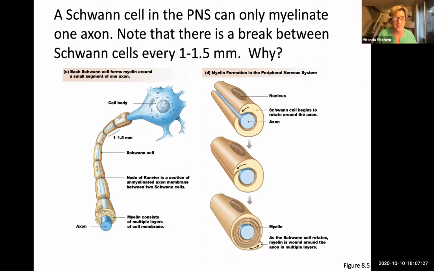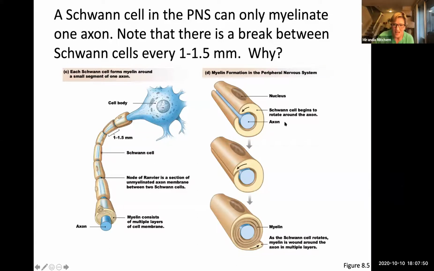So it's not random that the length of the myelin is consistent. It has to do with the size of the Schwann cell itself that wraps around to form the myelin, right? Every cell has its average size. So this Schwann cell has an average size of 1 to 1.5 millimeters, which is why the myelin sheath comes in increments that are the same length.